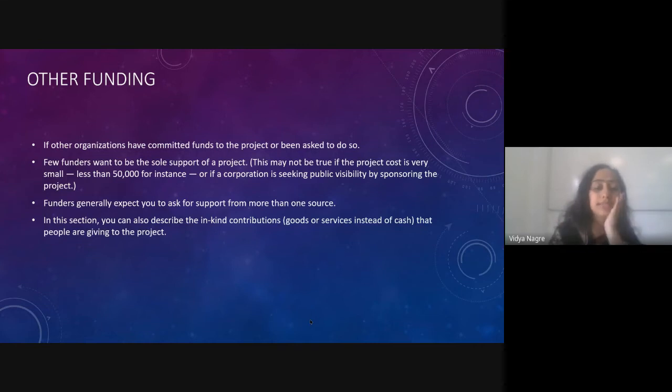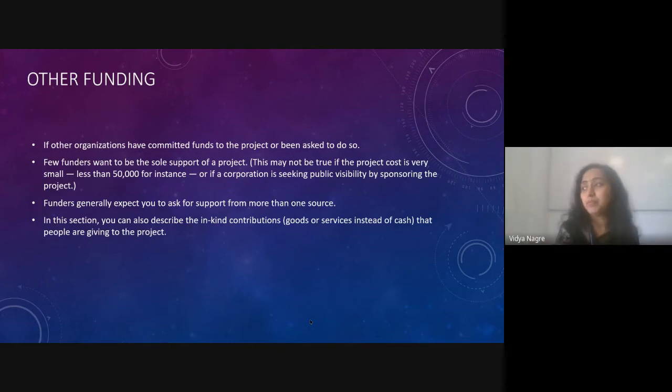But if there is a vague nature of the kind of benefits or outputs coming from your project, or if your project has a demand of high cost, then you, or even the funder, may want you to seek other sponsors also as a helping hand. So funders generally expect you to ask for support from more than one source. In this section, you can also describe the in-kind contribution. Now, this is very important for you to understand. In-kind contribution is something that cannot be counted in cash.